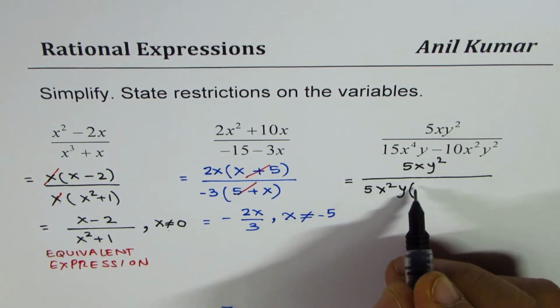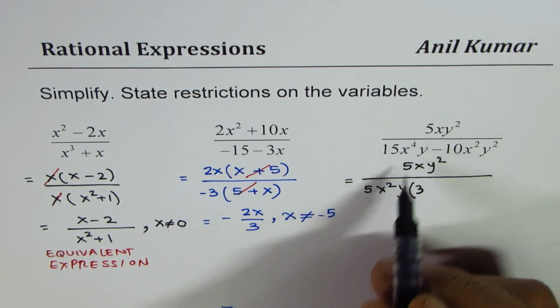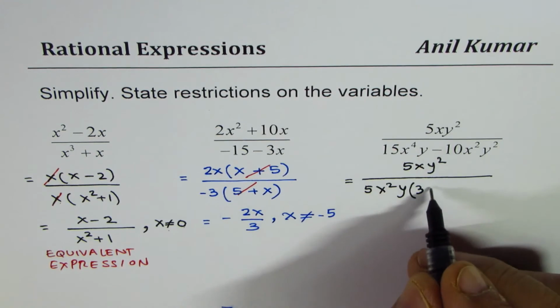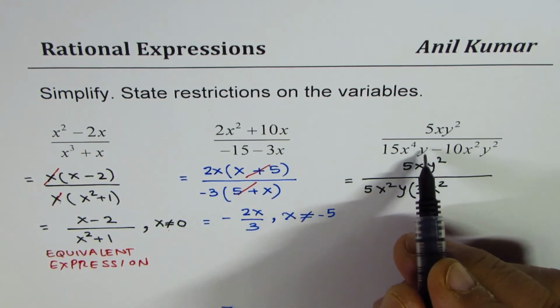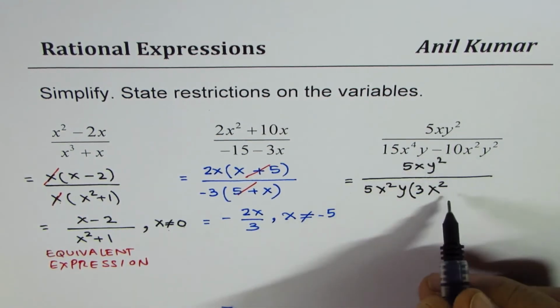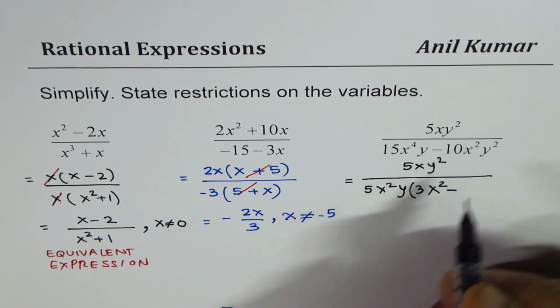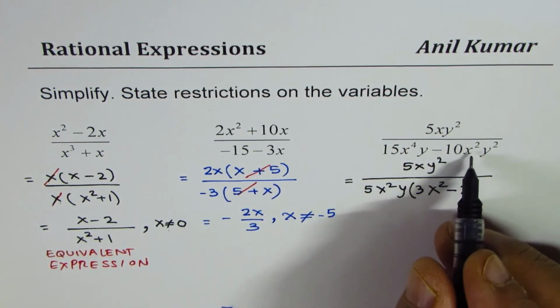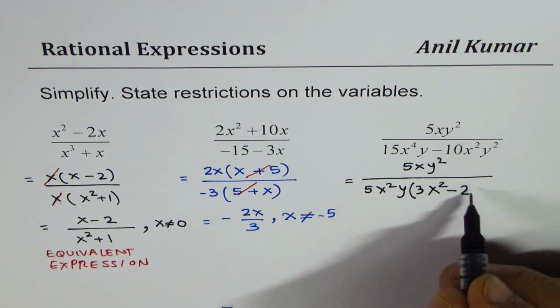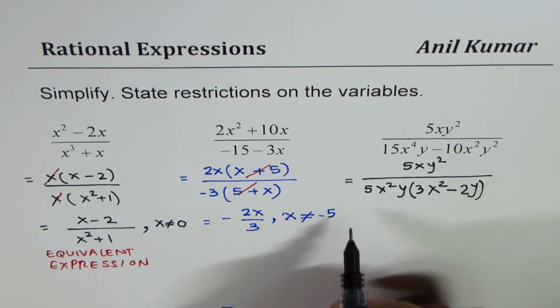What are you left with? 15 divided by 5 is 3. x square, when divided into x to the power of 4, you get x square. y divided by y is 1, so leave it. Minus 10 divided by 5 is 2. x square has been taken out. y square divided by y is y. So that's what you get.